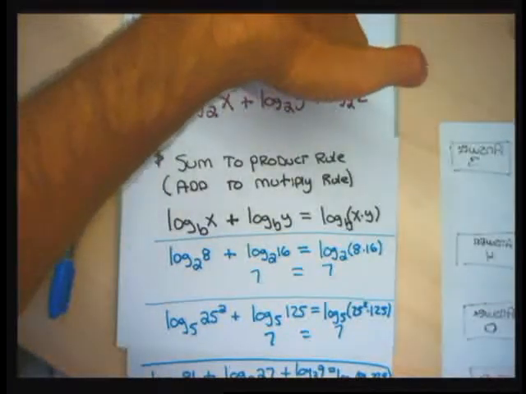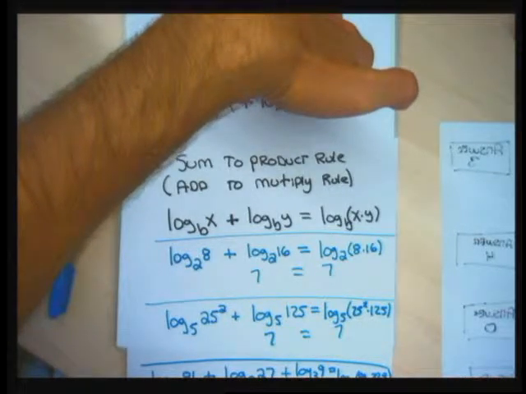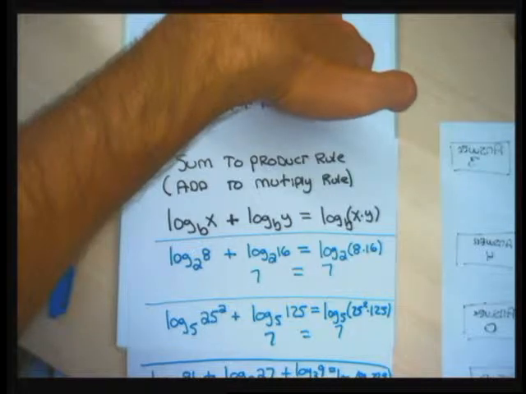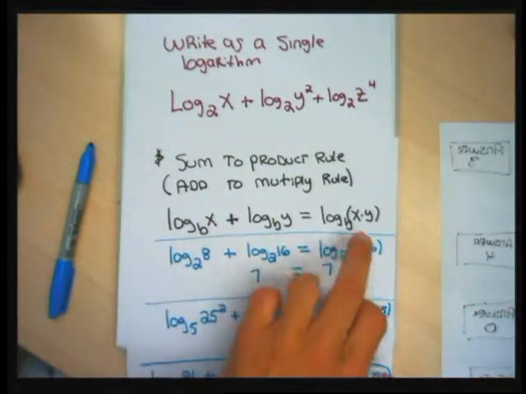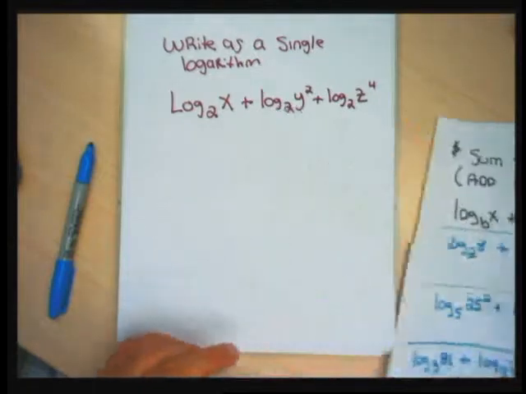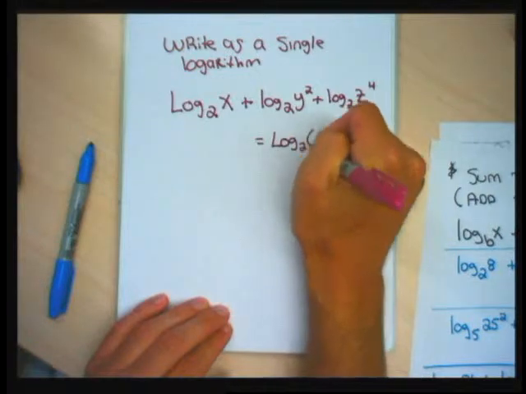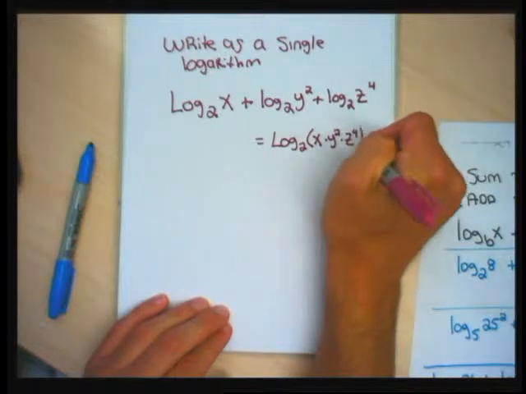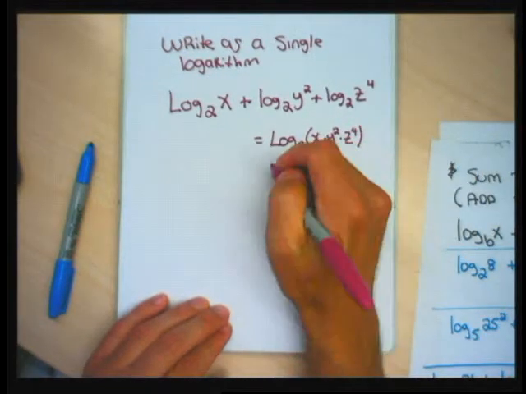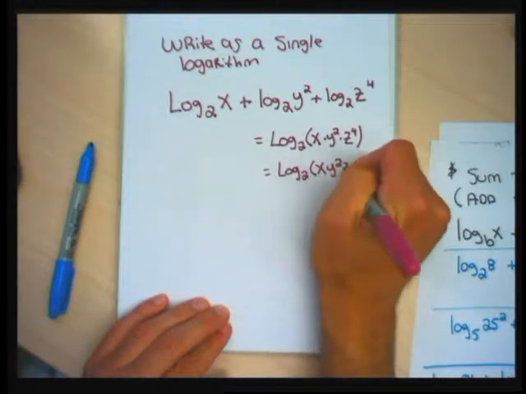And here I have three logarithms, same base, being added together. I can't tell you what this equals because I don't know what x, y, and z are in terms of a number, but I can tell you what it can simplify to. I can simplify multiple logs being added together with the same base using the sum to product rule. So the sum to product rule says this reduces to the log base 2 of x times y squared times z to the fourth. I probably don't need to write the times signs between the x, the y, and the z because the times is implied.